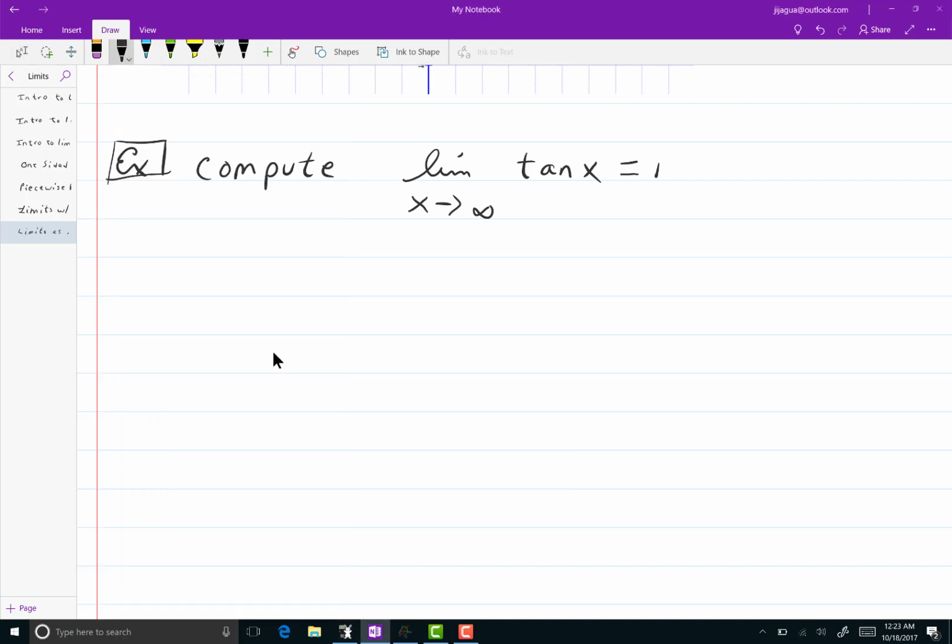So what that means is that the limit is not going to exist. It's because of the alternating, or what would you call the periodic nature of tangent. It has a period of pi. That means it does the same thing every pi.